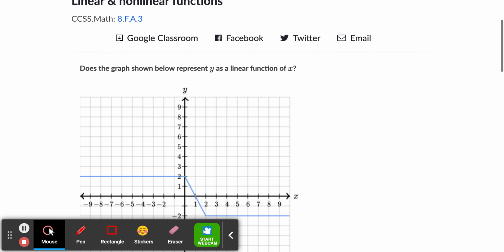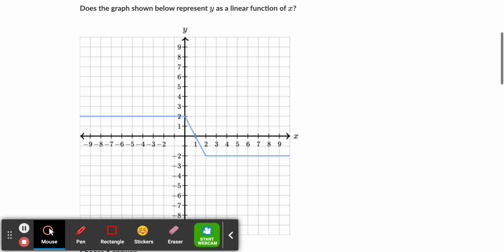So we could be getting information about a function either in its graph, equation, or table form, and our job is to figure out if it's linear or nonlinear. Okay, so here's the first one. Does the graph shown represent a linear function?